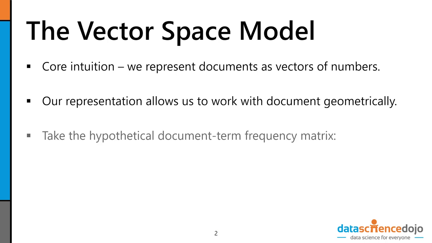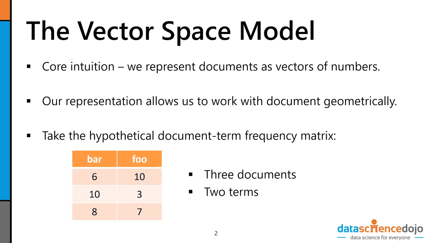And this is great because it allows us to take a hypothetical document term frequency matrix, such as this one here, and I'm totally making this up, right? It's the simplest thing you can think of. There are only two terms in my corpus of documents. I got bar and foo, that's it. And in this particular document term frequency matrix, you can see here I have three documents and two terms. Document one has 6 bars and 10 foos, so on and so forth.